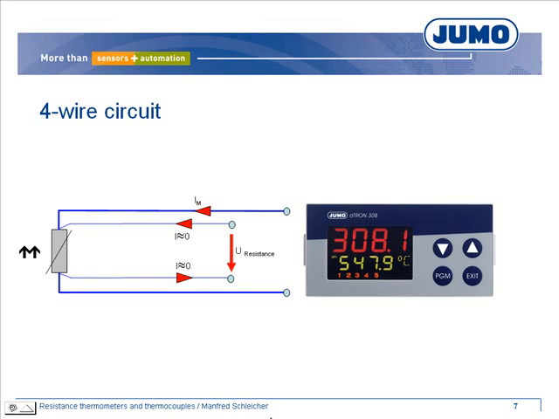Using a 4-wire circuit, the voltage drop is measured directly on the resistance thermometer. The resistance value can be calculated using the voltage drop on the resistance thermometer and the measuring current. The resistance values of the leads and the contact points can differ. The 4-wire circuit has the lowest measuring inaccuracy.